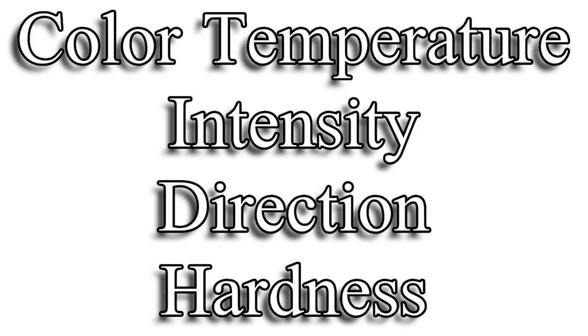let's talk about the 4 factors that you need to adjust to get the lighting effect that you're going for. These are color temperature, intensity, direction, and hardness. First, let's talk about color temperature.